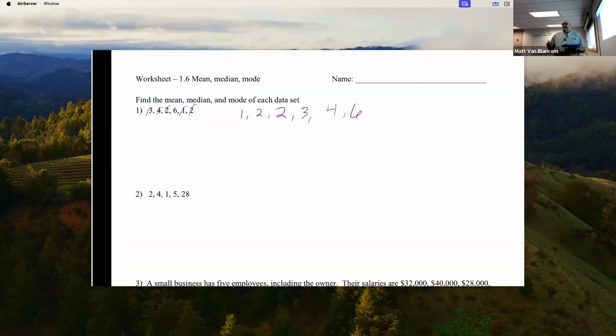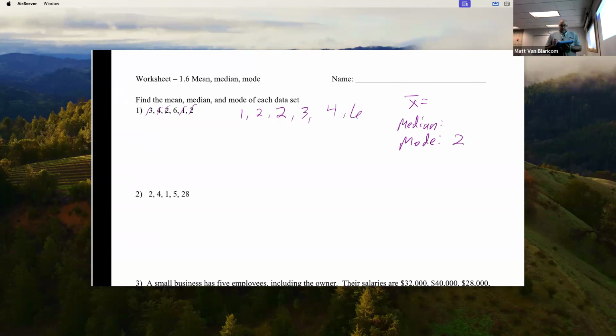Now that I've got that, I can find some things right off the bat. I'm going to look for my X bar, which is my average, the mean, or I can look for my median, or I can look for my mode. So let's start off with the mode, because to me it's popping out here. I have two 2s. That's all I've got that has more than one of the same. So its mode is going to be 2.